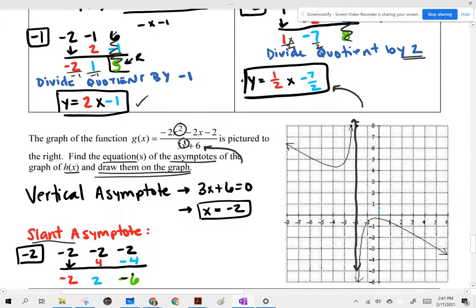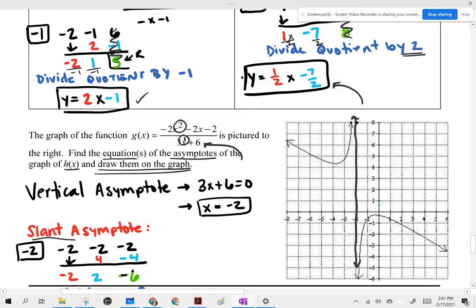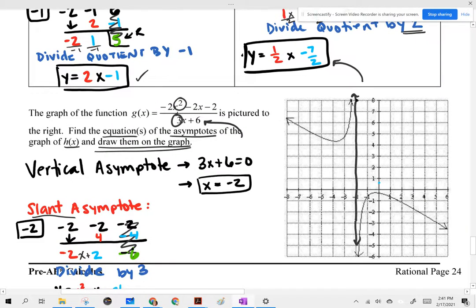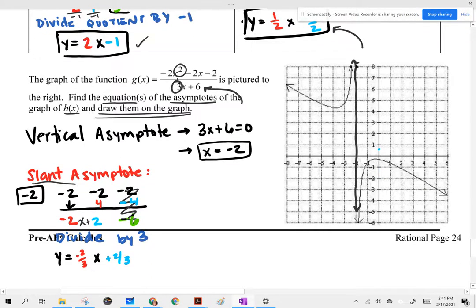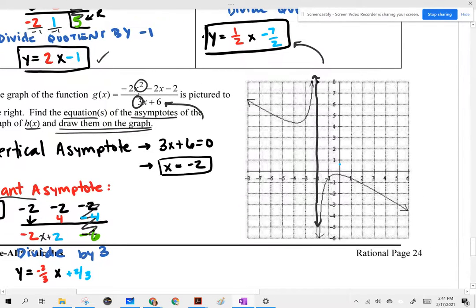So what we're going to do is synthetic division. We're going to disregard the remainder. So that's going to give us -2x plus 2. But remember, I have to divide by 3. So now I divide by 3, and I get -2/3 x plus 2/3. So what I'm going to do is start on my y-intercept.